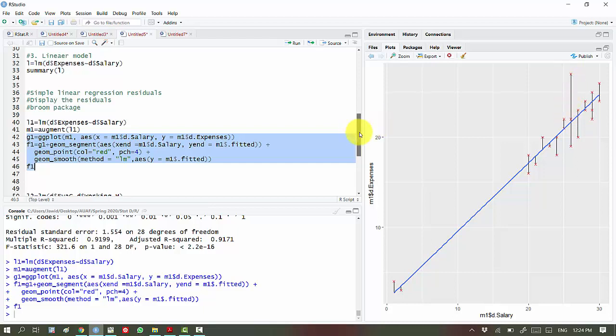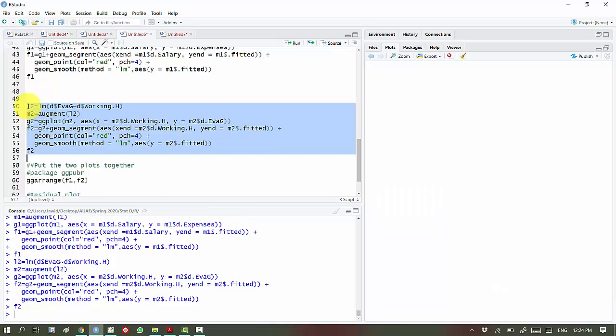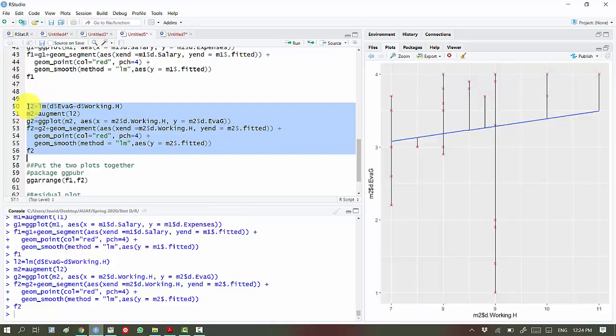Now let's see the same case with evaluation grade and working hours. I put everything in L2, M2, and G2 and F2, run everything together and see what happens. Now look here, compared to the first case, the residuals are very, very large. You can see we have residuals as large as this. If you consider this observed value and the fitted value is here, this much is the residual. And generally, if you add all these residuals, you get a much larger total residual in this case.